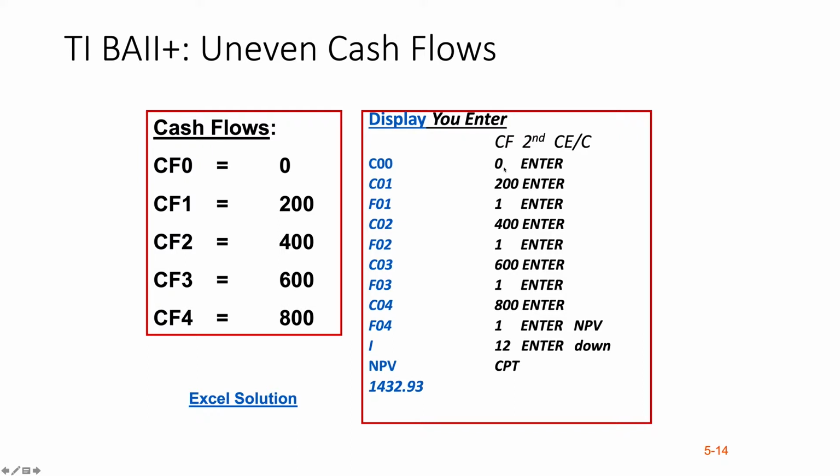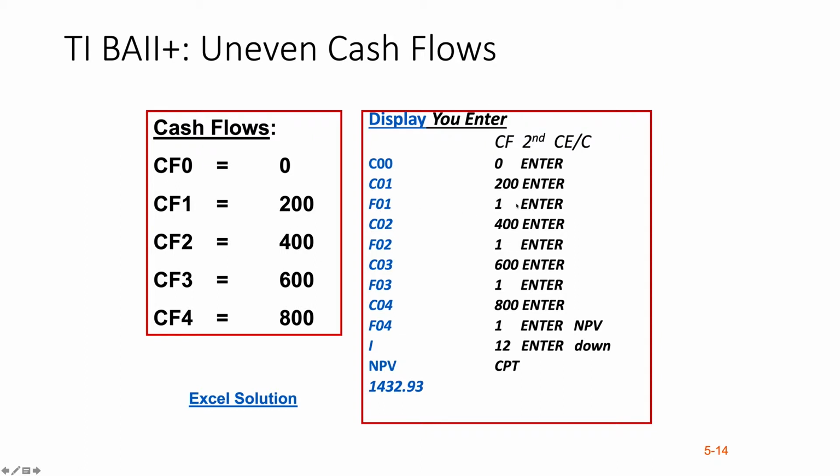You punch enter. Then you move the arrow key downwards. It shows you C01. You key in 200, then hit enter. It registers, and the equal sign shows up: CF1 equals 200. Using the arrow key downward, it asks you, what is the frequency? How many 200s do you have? By default, it's 1. You just move down further.